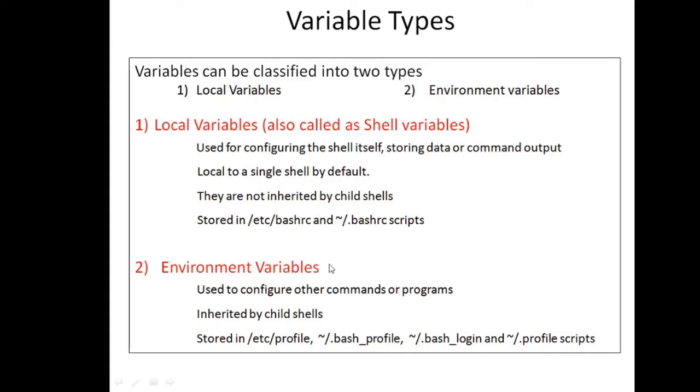Environmental variables are used to configure other commands or programs. They are usually inherited by the child shells. They are stored in etc profile and, in the current directory, .bash_profile, .bash_login or .profile scripts.